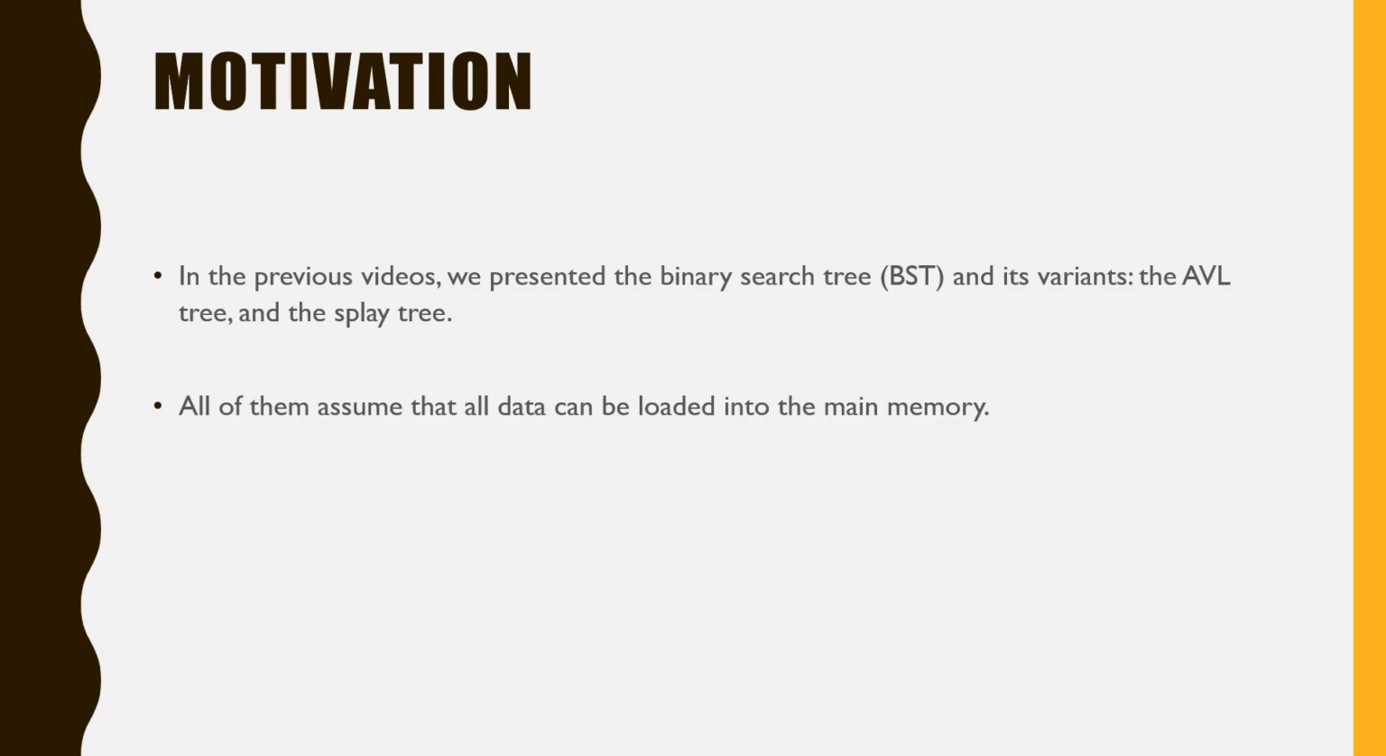In the previous videos, we introduced the binary search tree data structure along with its two advanced variants, the AVL tree and the splay tree. These data structures operate under the assumption that all data is loaded in the main memory. As a result, their time complexity analysis are grounded in this premise, typically based on the number of comparisons or rotations performed within the tree.